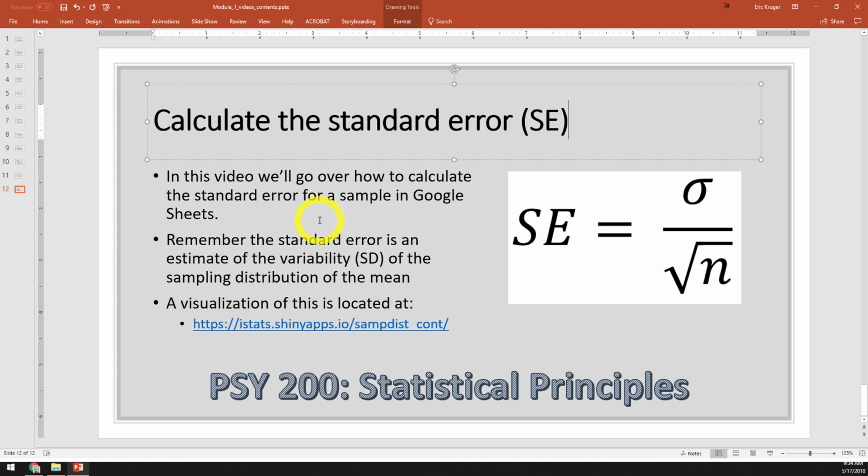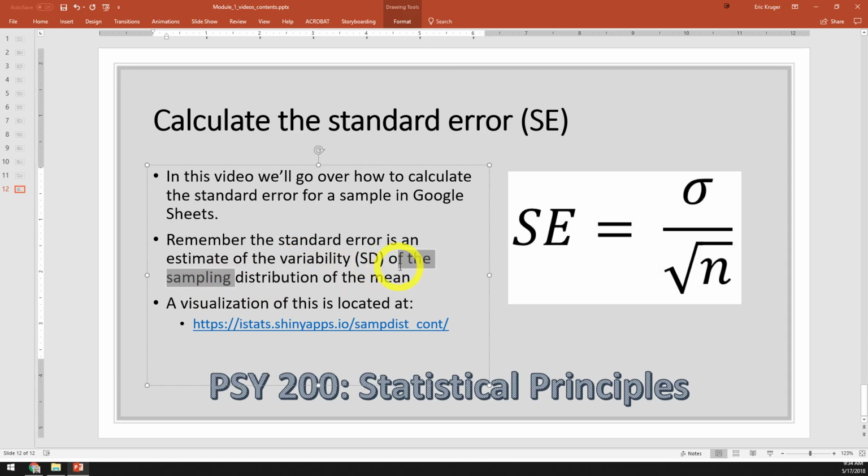It's also one of the most abstract concepts to understand, especially this concept of the sampling distribution of the mean. So before I go through and show you how to calculate the standard error in Google Sheets, I want to show you a visualization that is contained in this link that I'm highlighting right here. This visualization is great at helping us understand just what the standard error is. And so let's go to that now.